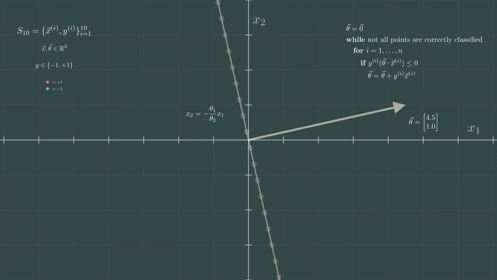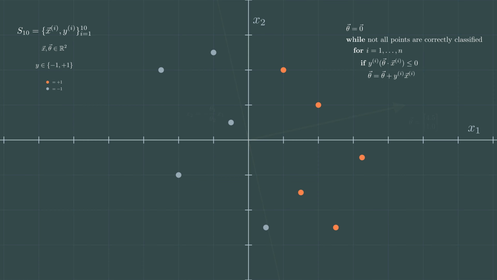Okay, so we just saw how the perceptron algorithm can learn to classify a set of data points, but these data points were linearly separable. What if they weren't linearly separable? Not just that, but what if they weren't even linearly separable through the origin? Well, let's look at this case and work through it.